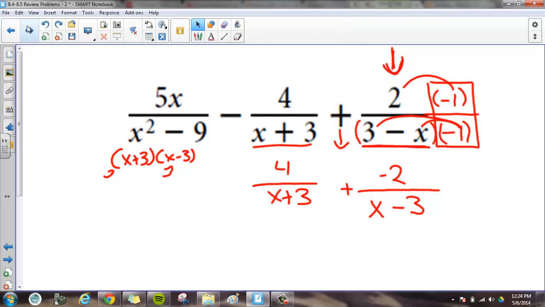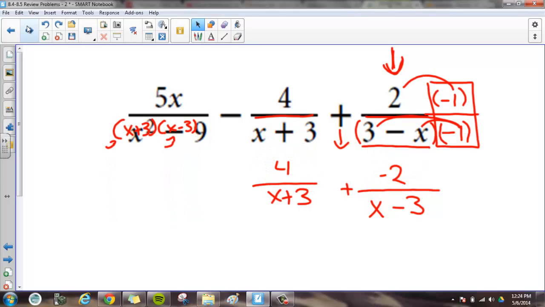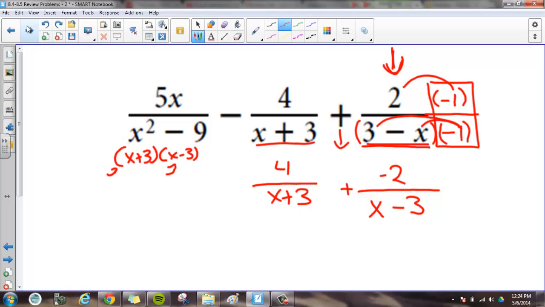And then I have right here, oh, yeah, that's not what I want to do. There we go. Then I have 5x, that's from this, over x plus 3, x minus 3. Okay, now we're all set and ready to go. So, don't forget the subtraction sign right there. Bring that down. So now we got to get a common denominator.